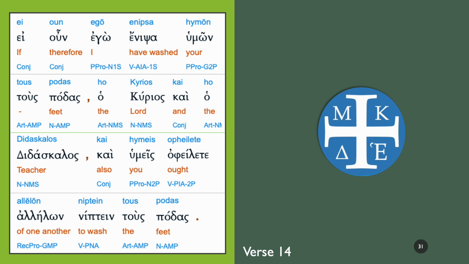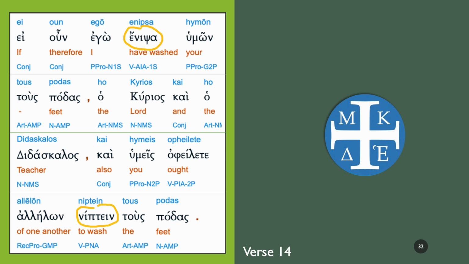So your English translations will vary slightly, although most of them are pretty close together on this one. But I think the most sensible word order would be: if therefore I, as your Lord and teacher, have washed your feet, so also you should wash each other's feet.